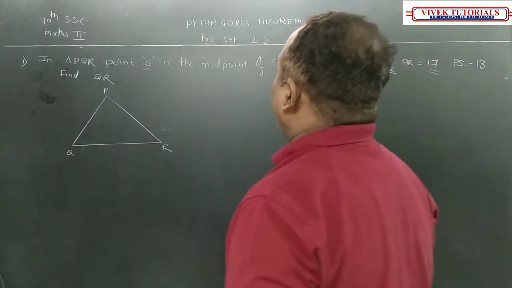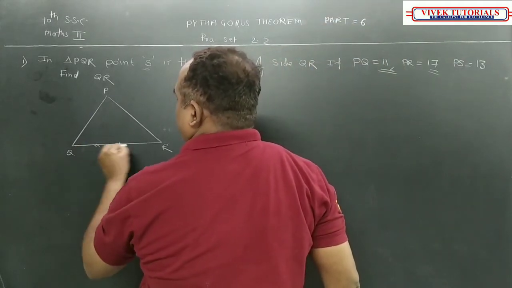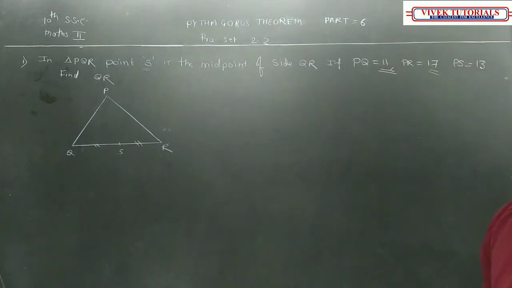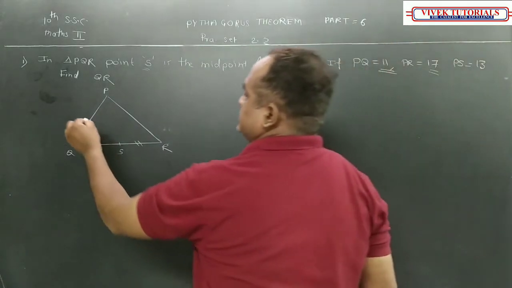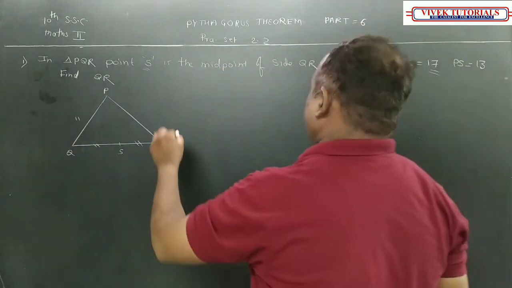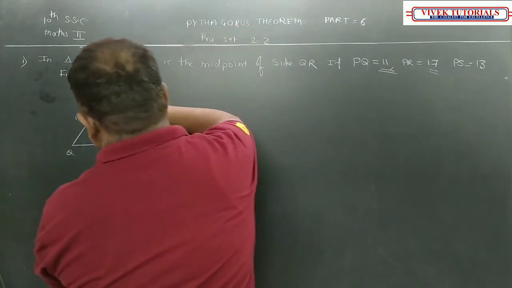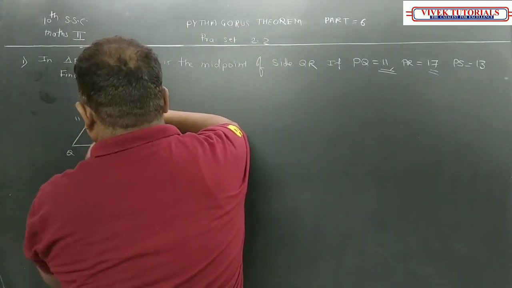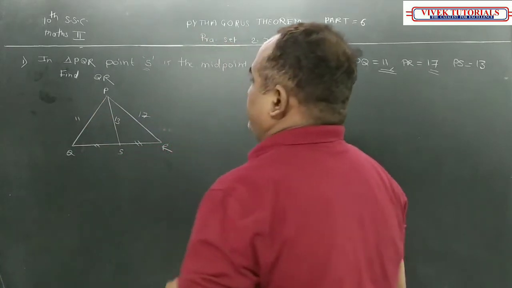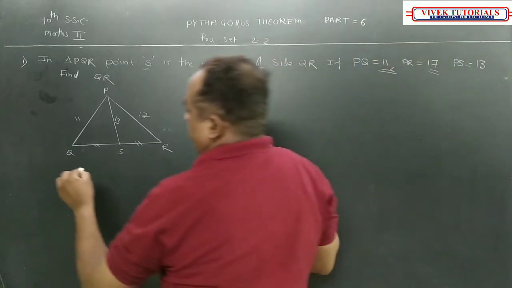In triangle PQR, S is the midpoint of QR, means S we are going to draw. S is the midpoint of side QR. PQ is equal to 11, this is 11 units. PR is equal to 17. They have given PS, so we are going to draw PS also. And PS is 13. And what they have asked you is QR. So once again I will write.